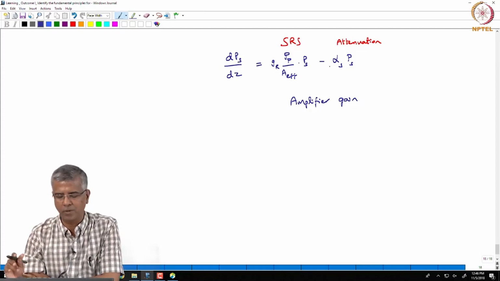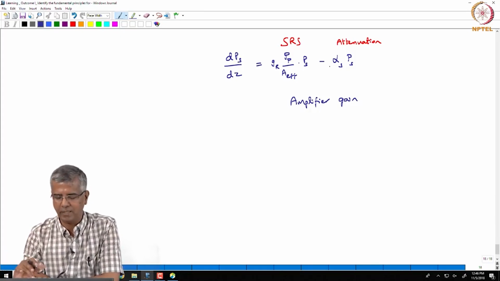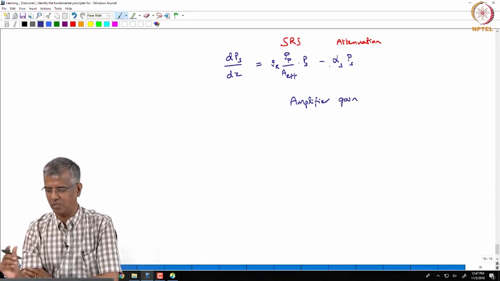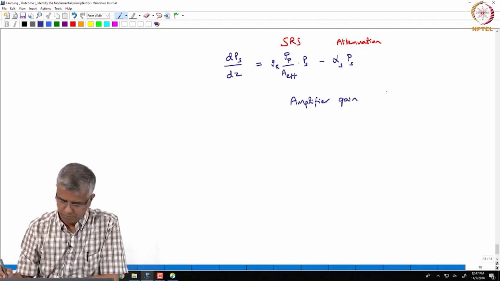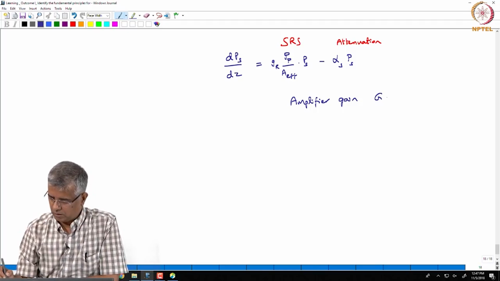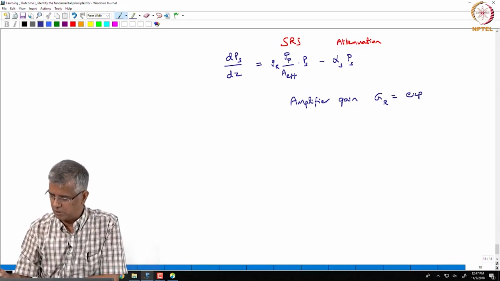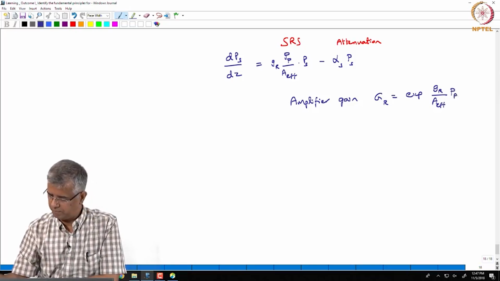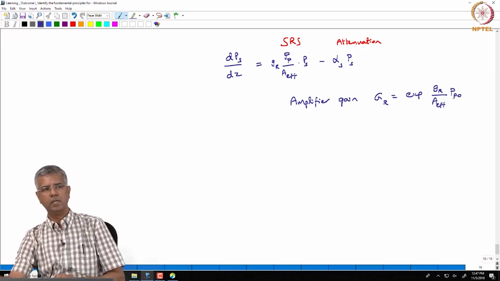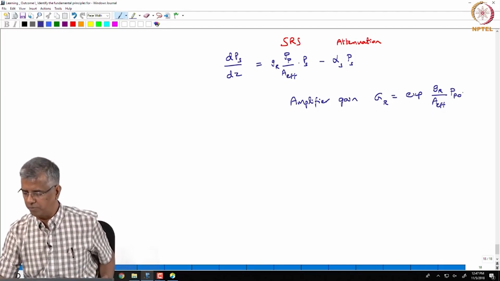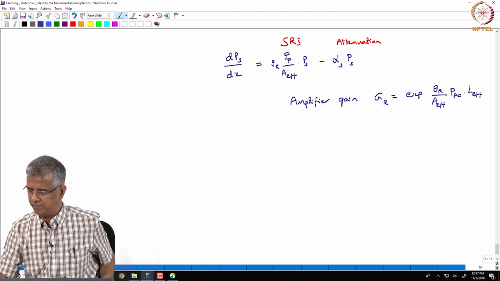Okay, if you have enough pump power, you can get a gain through this process, in which you can neglect that other component. So your amplifier gain due to this Raman process can be given by exponential of gR over A effective multiplied by Pp0. Pp0 is the power that's launched into the fiber at the beginning of the fiber, multiplied by L effective.